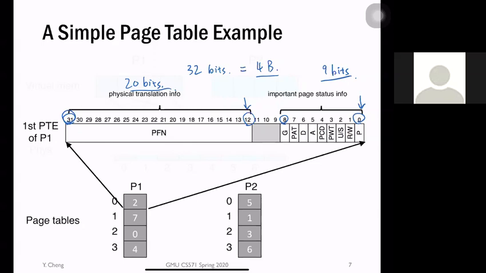For example, this lowest bit is called P, which is short for present, right? It indicates whether this particular physical frame is currently residing in physical memory or not. So in the next few recordings, we'll be talking about virtual memory swapping, and this part will be clear.